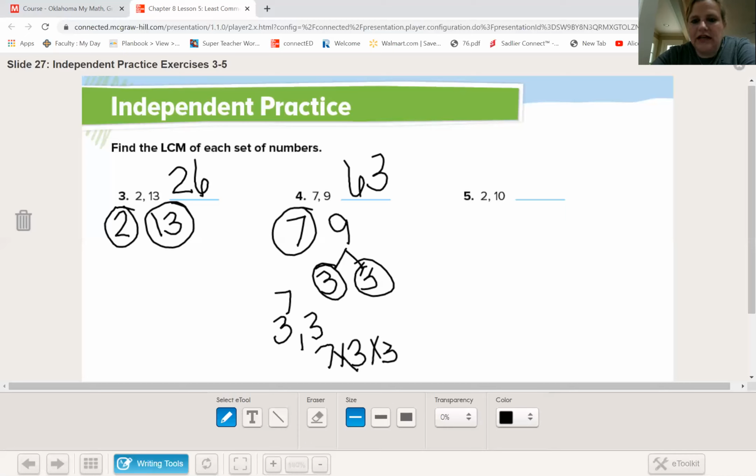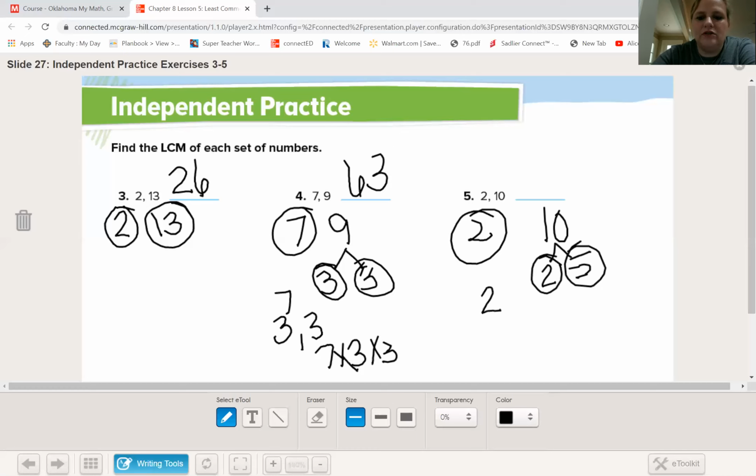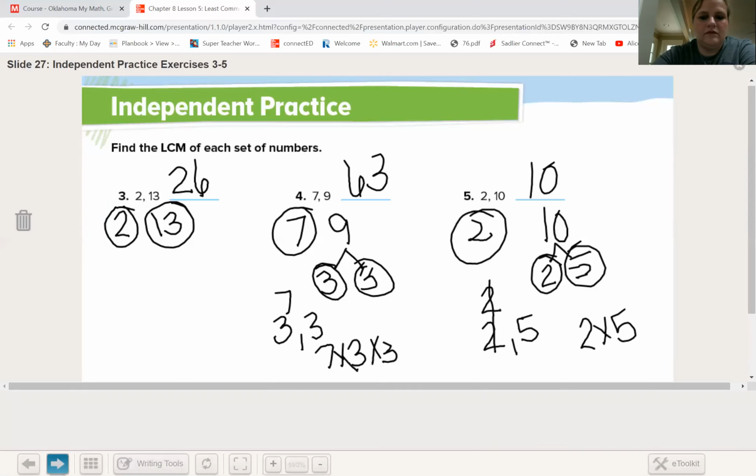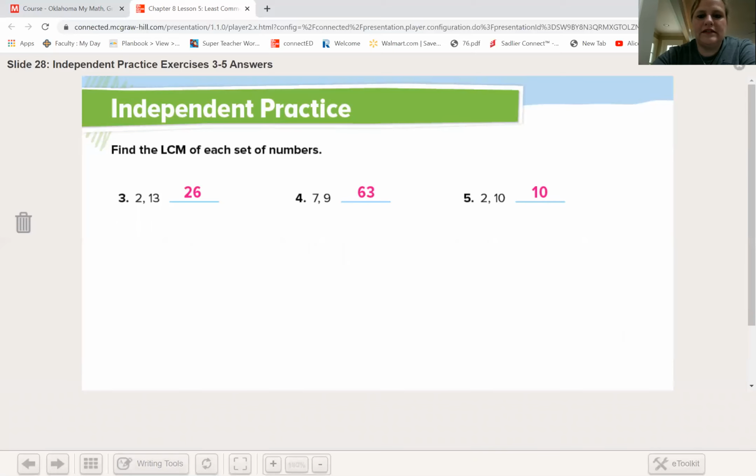Okay, so let's look at 2 and 10. Well, 2 is prime. And 10 would be 2 and 5. Now this is one of those examples where we have a 2 here, but then we also have 2 and 5. So this would be a time where these two would combine to make 1, 2 times 5, 10. Okay. So 26, 63, 10.